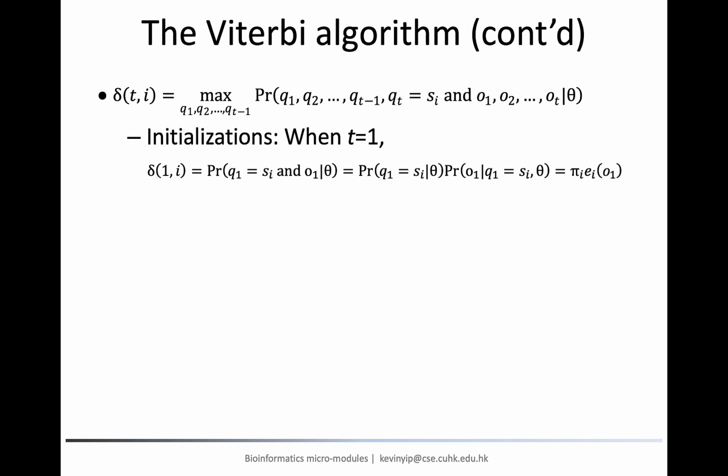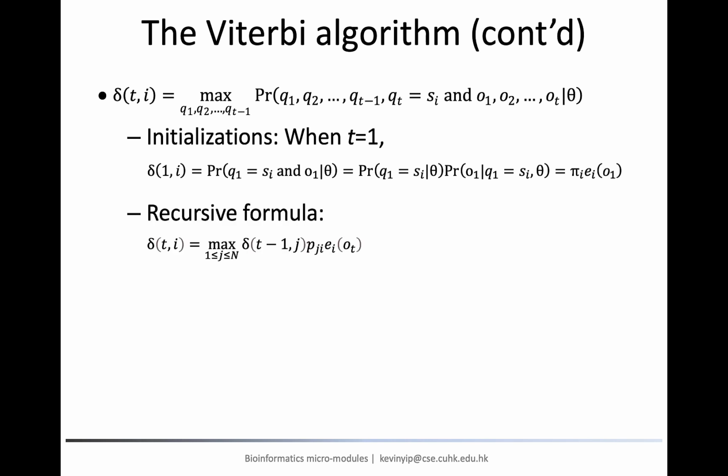To initialize the table, we compute the entries for T equals 1. Based on the definition, delta 1 i is equal to the joint probability of the first state being S i and the first observation given the model parameters. It is simply the product of multiplying the initial probability of state I by the probability of emitting the first observation by state I.